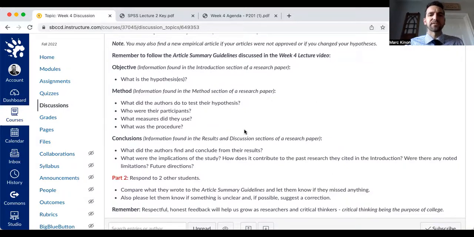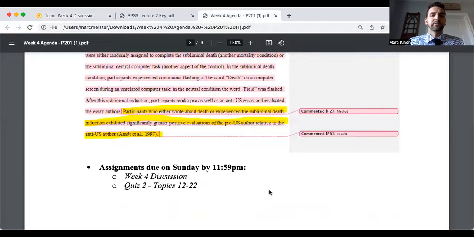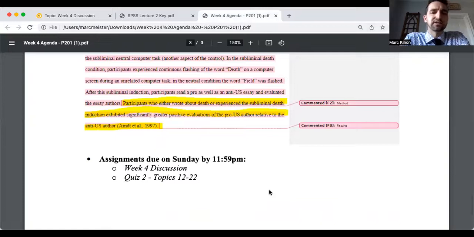Remember, respectful, honest feedback will help us grow as researchers and critical thinkers, critical thinking being the purpose of college. And then, of course, there is quiz 2. That's going to cover topics 12 through 22 from the book.